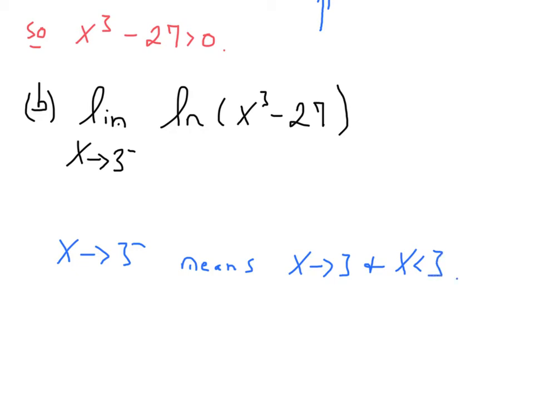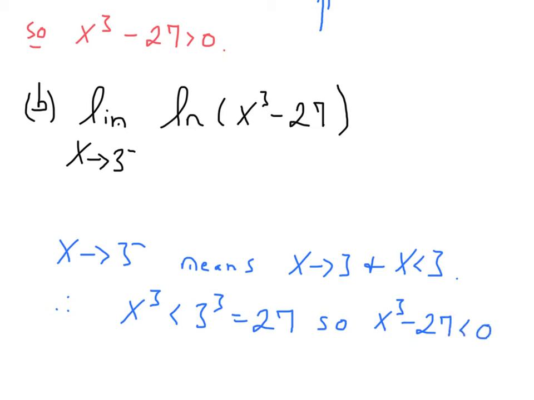But if x is less than 3, x cubed is less than 3 cubed, which is to say x cubed is less than 27. So what does that mean? x cubed minus 27 is less than 0. All right, that means then that for all x's that we're considering when we take this limit, x cubed minus 27 is less than 0, and we can't actually evaluate the log of a number that's less than 0.